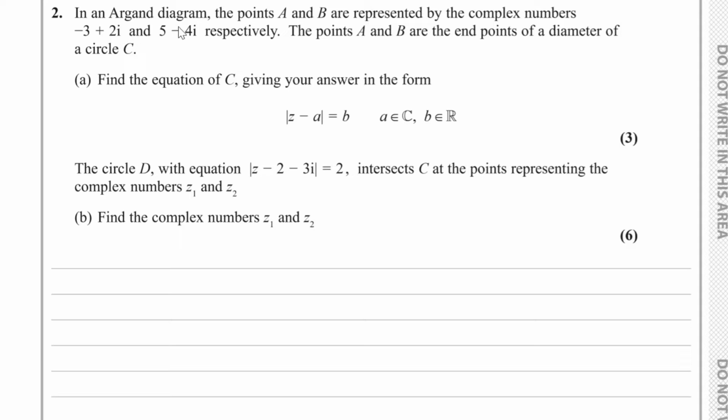Question number 2. In an Argand diagram, the points A and B are represented by the complex numbers -3 plus 2i and 5 minus 4i respectively. The points A and B are the endpoints of a diameter of a circle C, and for part a we have to find the equation of C, giving an answer in the form modulus of z minus a equals b, where a is a complex number and b is a real number.